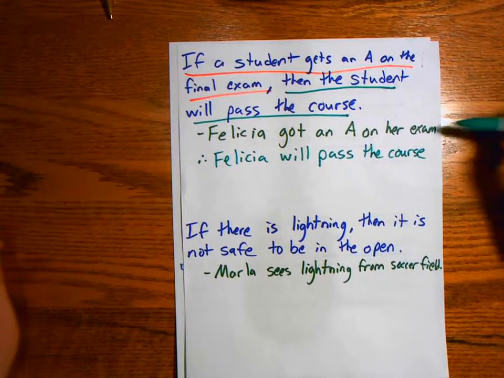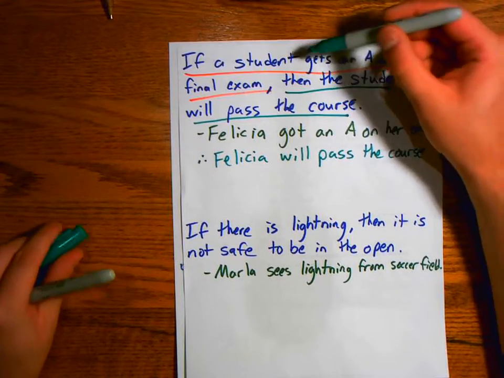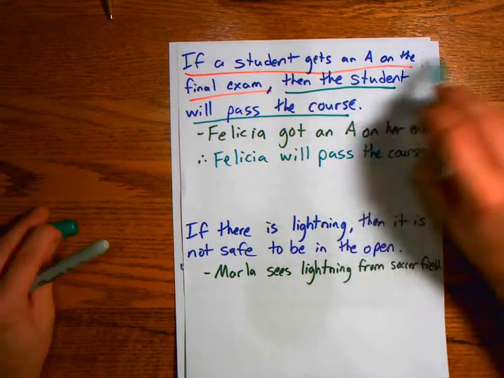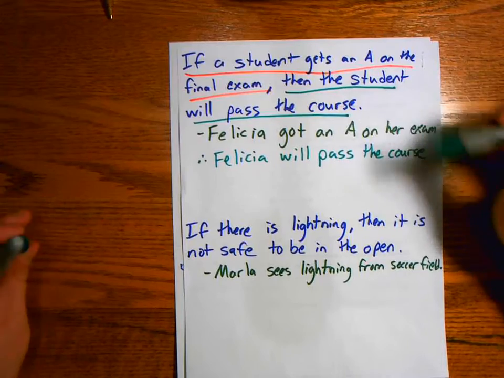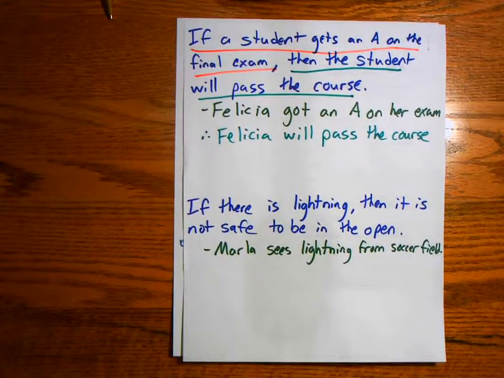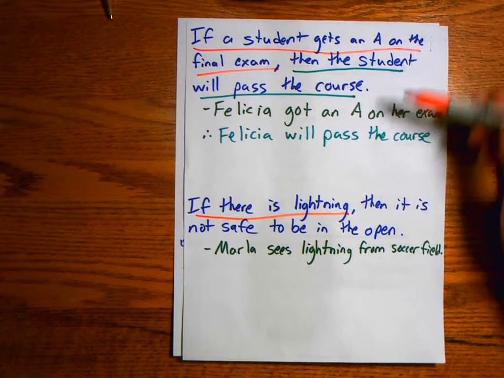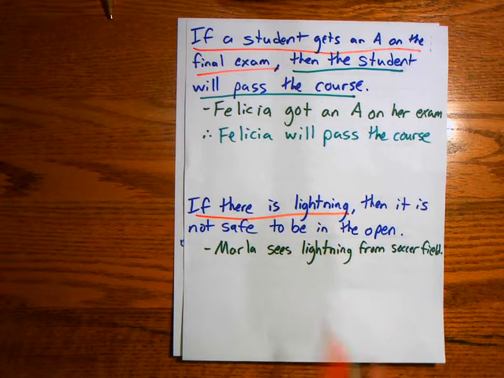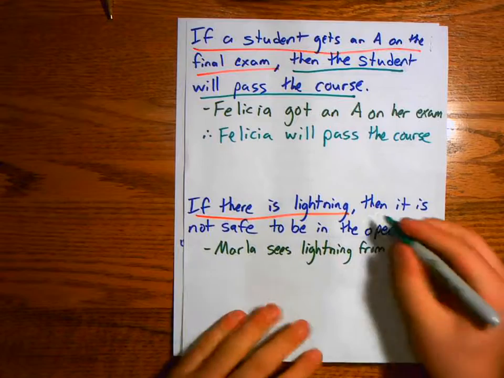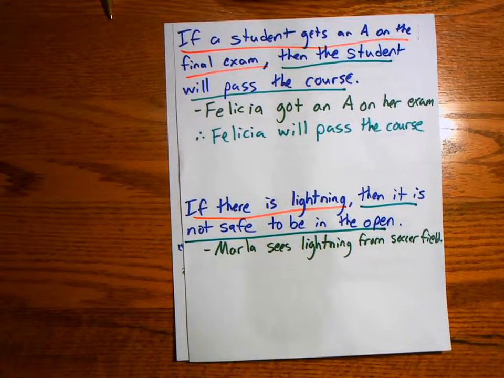I'm using deductive reasoning by taking my statement and basically replacing my hypothesis with it, and instead of student, it is Felicia. Felicia got an A on her exam. Therefore, she has to pass the class. Same exact thing with this example down here. If there is lightning, then it is not safe to be out in the open. If there is lightning is my hypothesis, the statement following the if, and my conclusion is the statement following the then: it is not safe to be in the open.